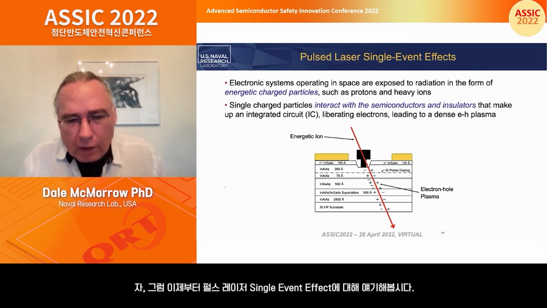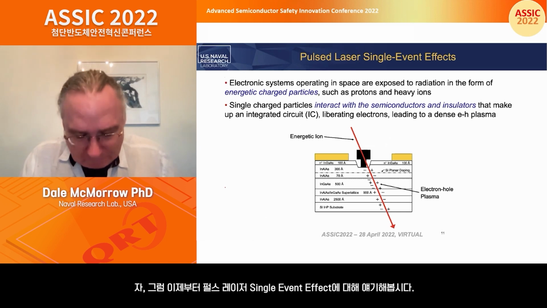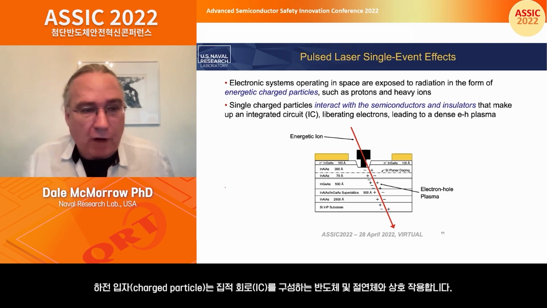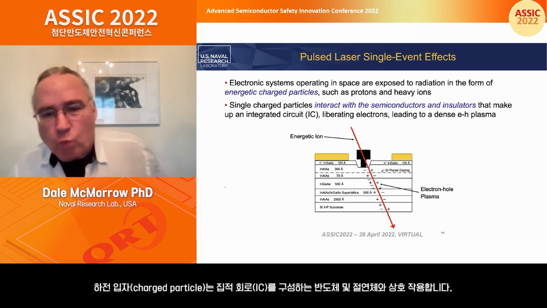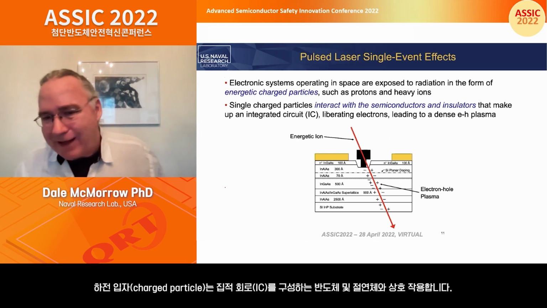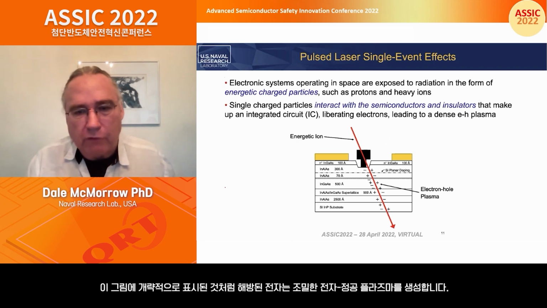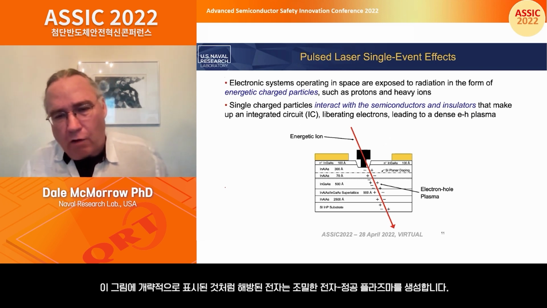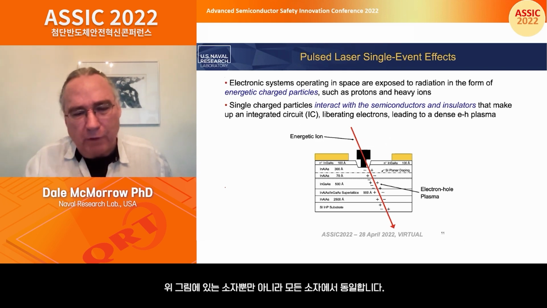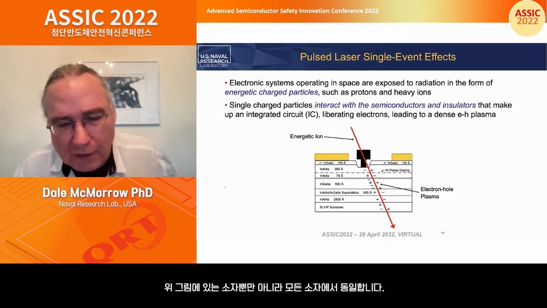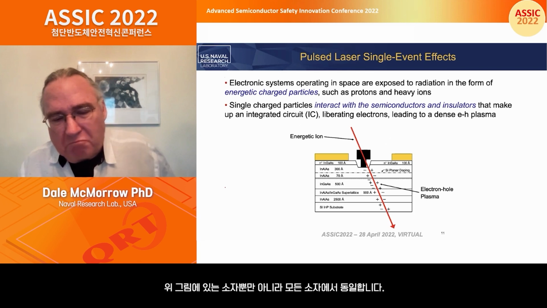Okay, so moving into pulsed laser single event effects. Basically, the particles that I've described, the energetic charged particles, interact with the semiconductors and insulators that make up integrated circuits. They liberate electrons, creating a dense electron hole plasma, as is shown schematically in this figure. This figure is for an indium phosphide HEMT, but it could be any device.